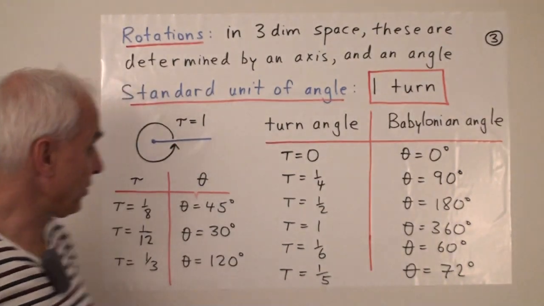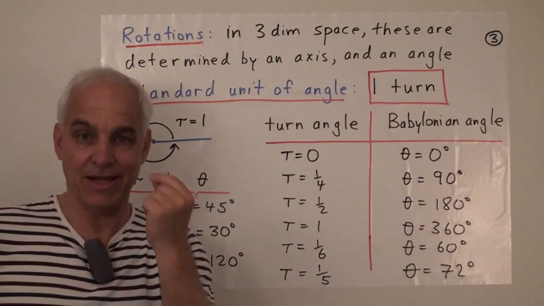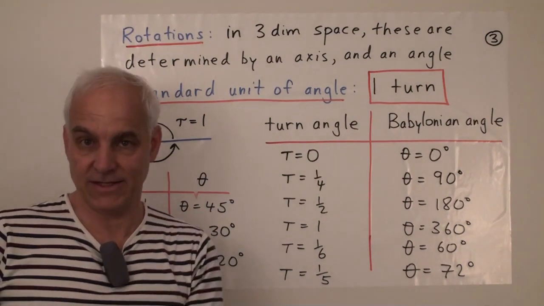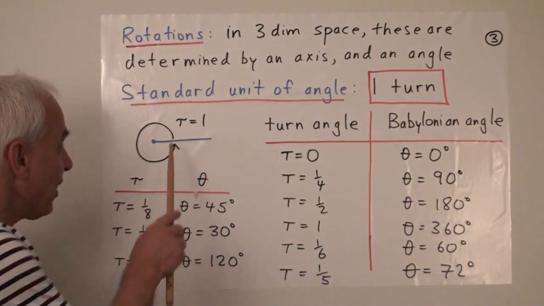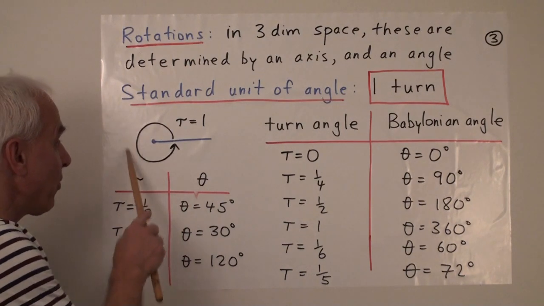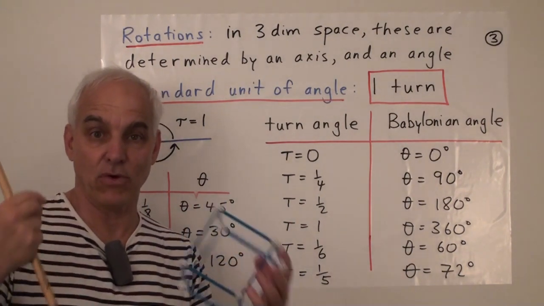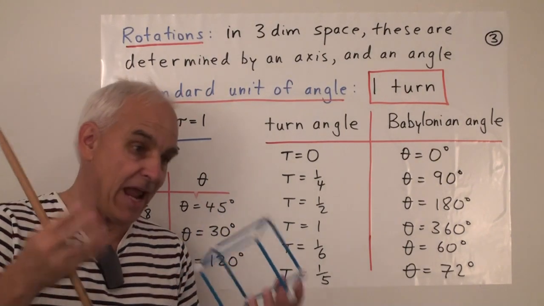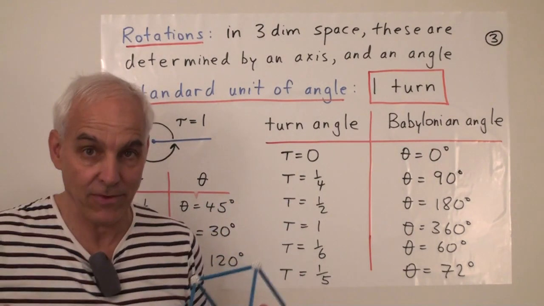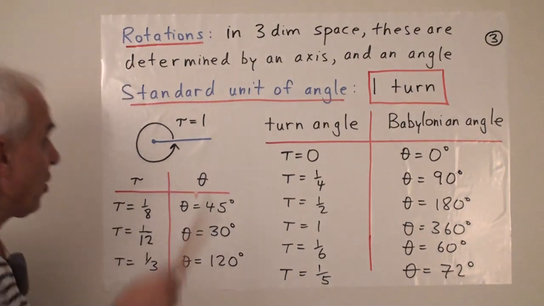It might occur to us that there's in fact a natural unit here that's staring us in the face. Because we go all the way around, we get back to where we started. That's a natural unit of rotation. It's a natural standardization in the world of angles. We could call that one turn.